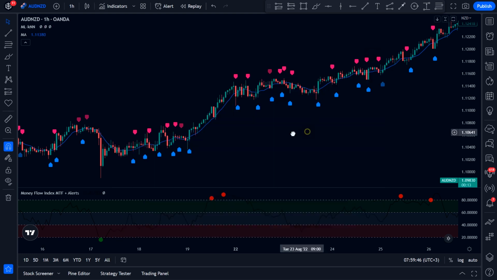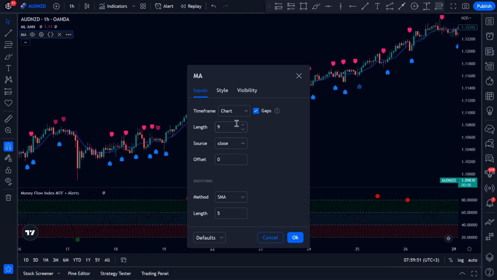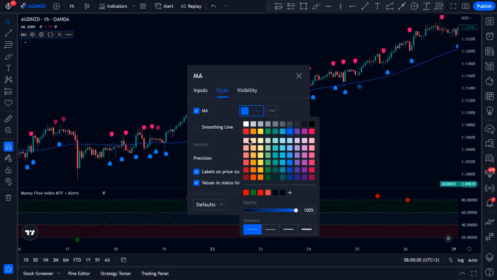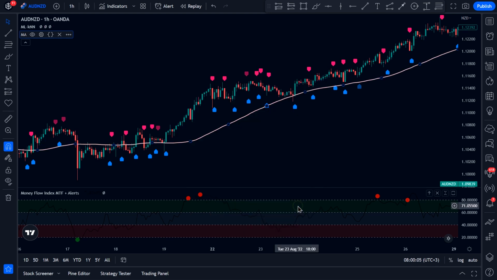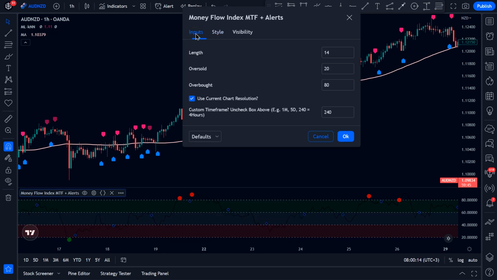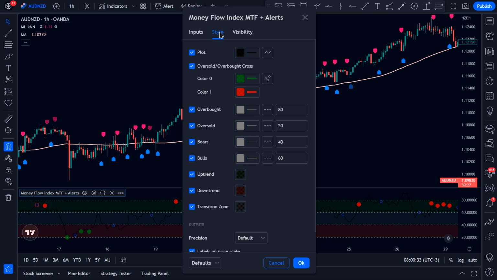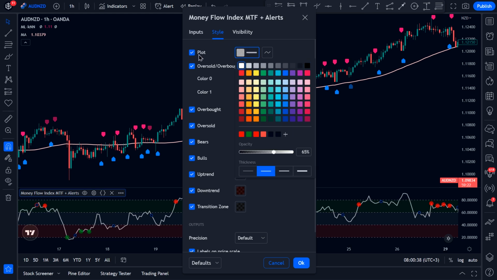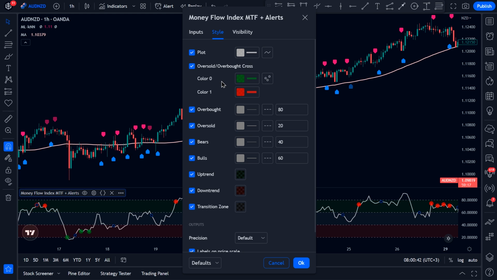Then double-click on the moving average and change the length to 60. Then on the Style tab, change the color to whatever you want. Next, double-click on the Money Flow Index. Then on the Inputs tab, change the oversold value to 30 and the overbought value to 70. On the Style tab, change the plot color to white. Then change the overbought value to 70 and the oversold value to 30.